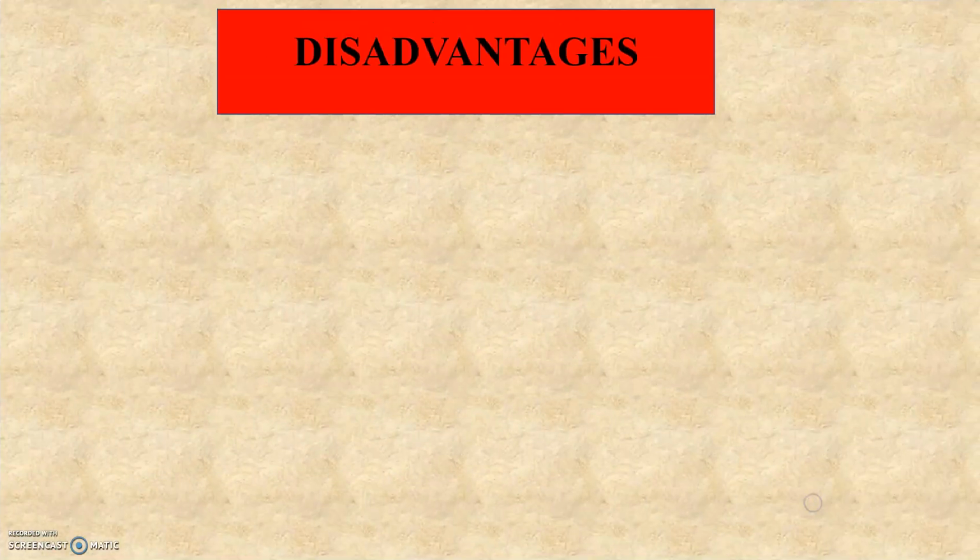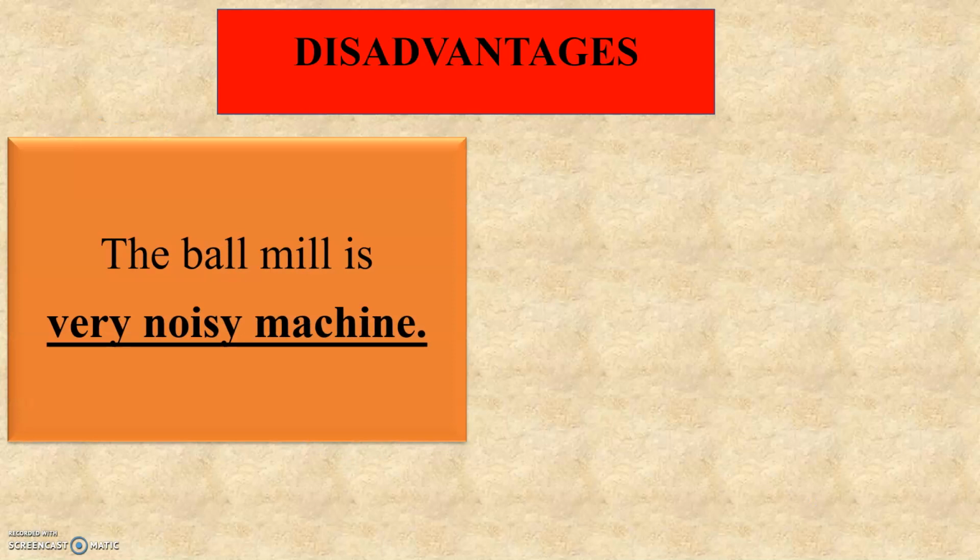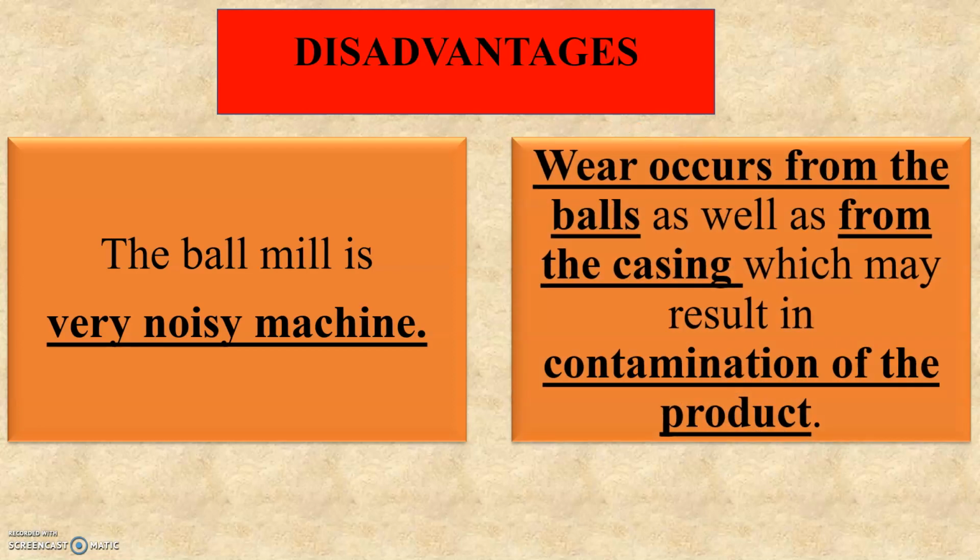Now let us see the disadvantages of ball mill. The first disadvantage is the ball mill is very noisy machine. The next disadvantage of ball mill is the wear occurs from the balls as well as from the casing, which may result in contamination of the product.